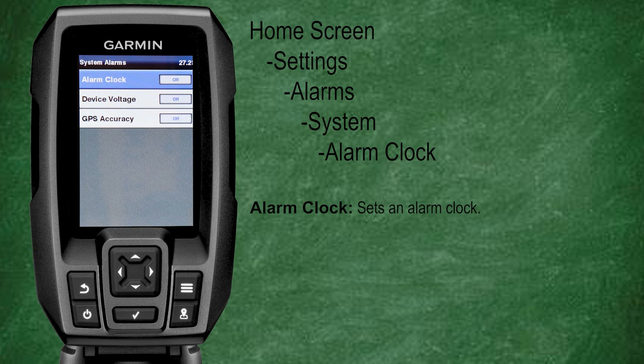Now scroll down and select Symbol. Here we're going to select a symbol that represents this new waypoint. In our case, this new waypoint will represent a marina where we launched our vessel. So we're going to select the marina symbol.